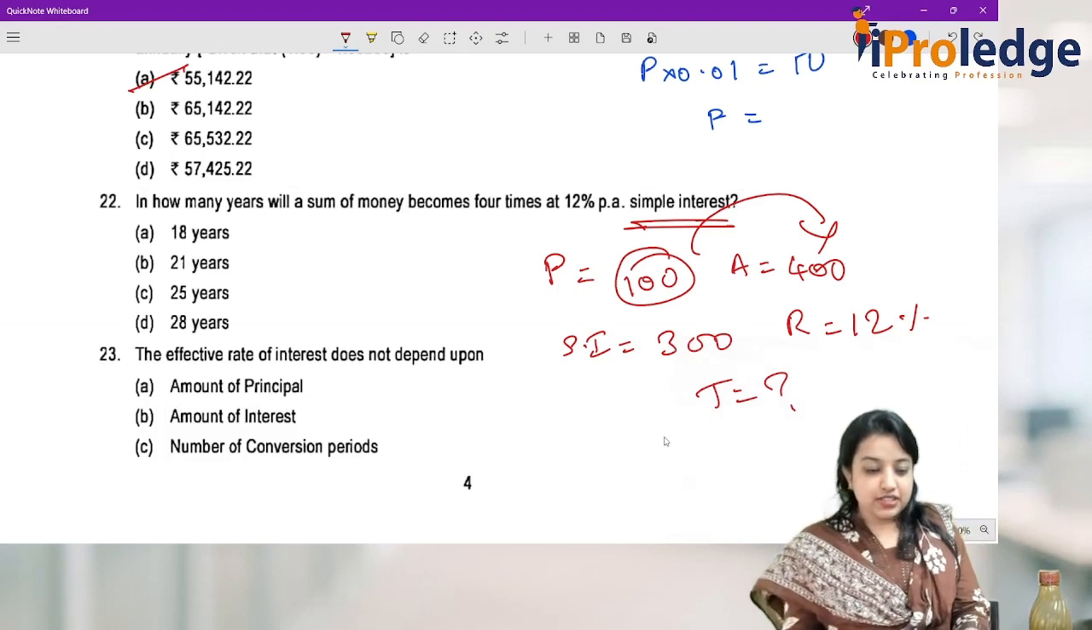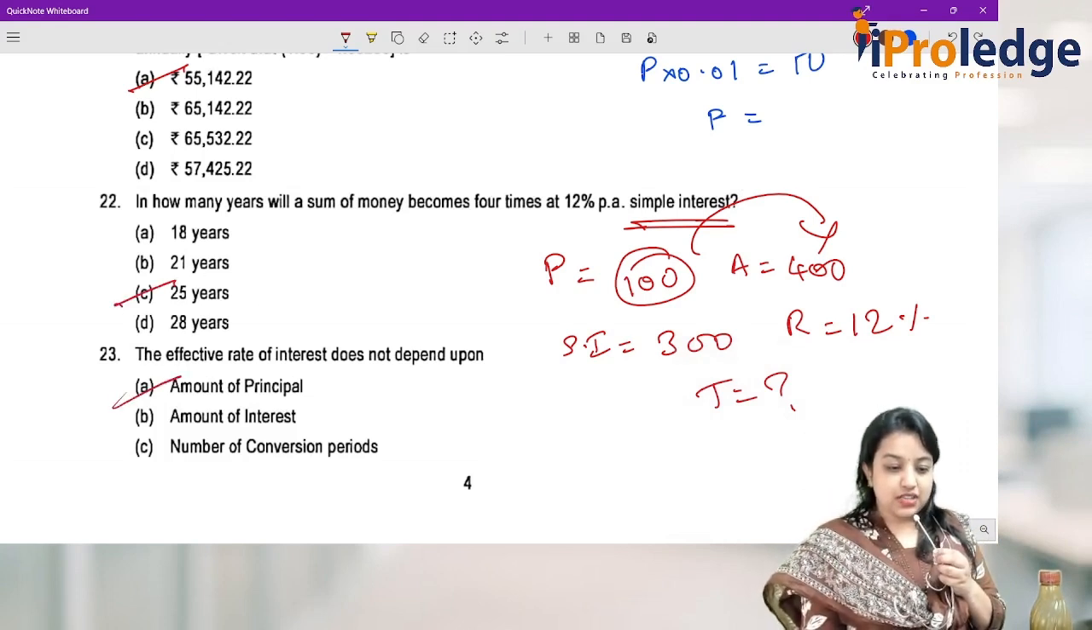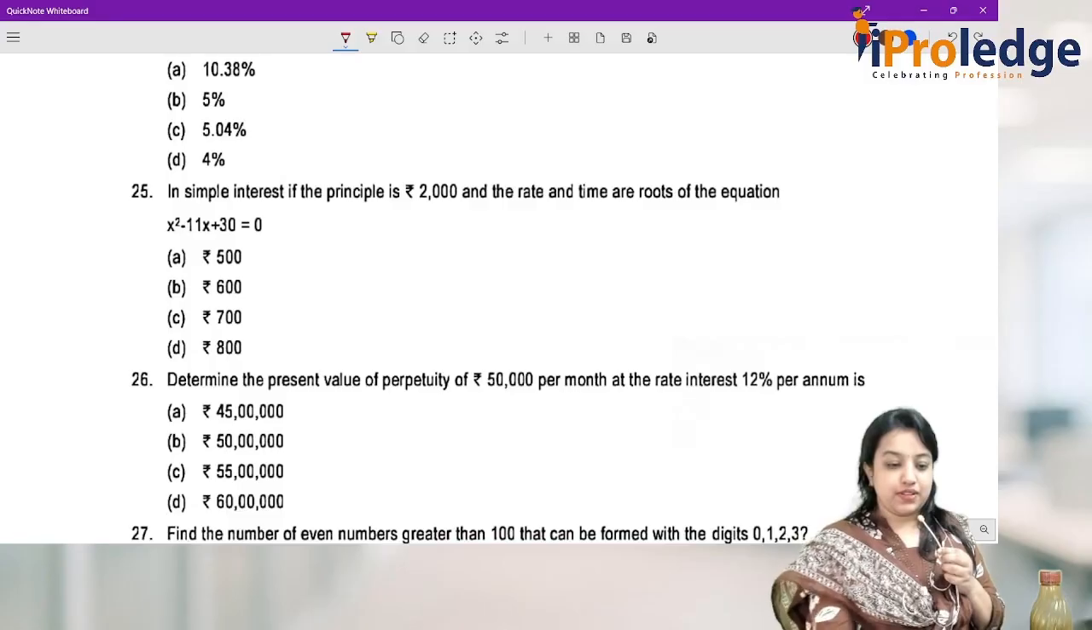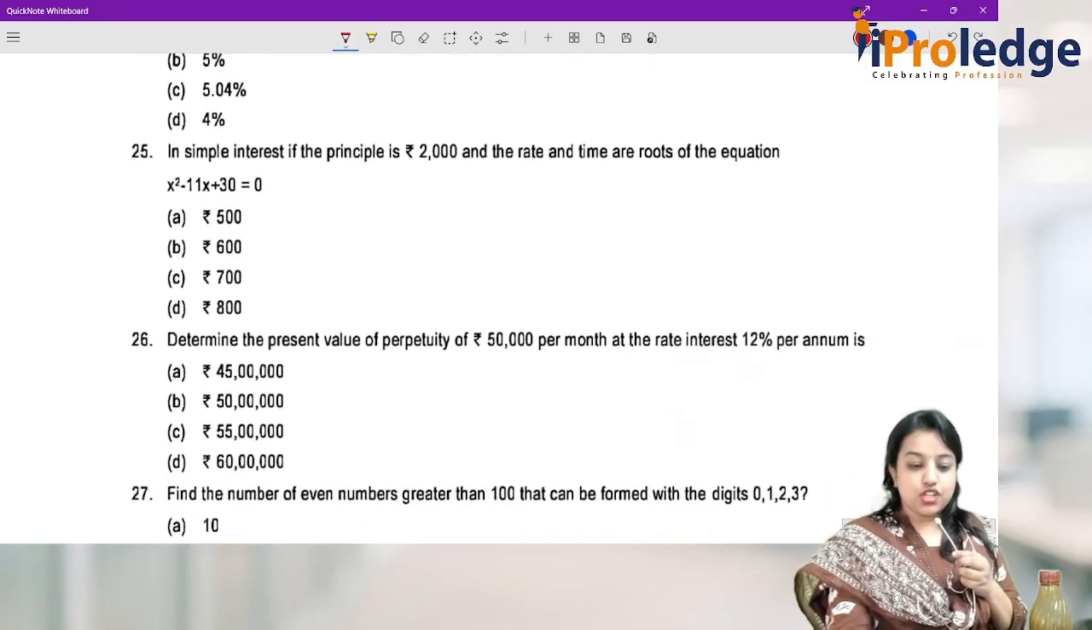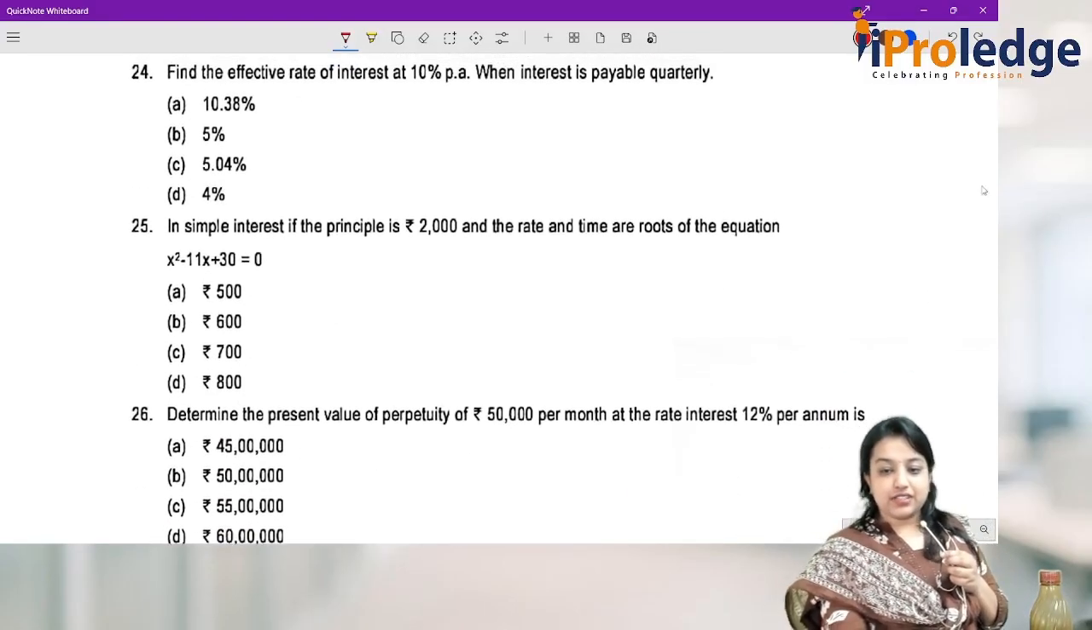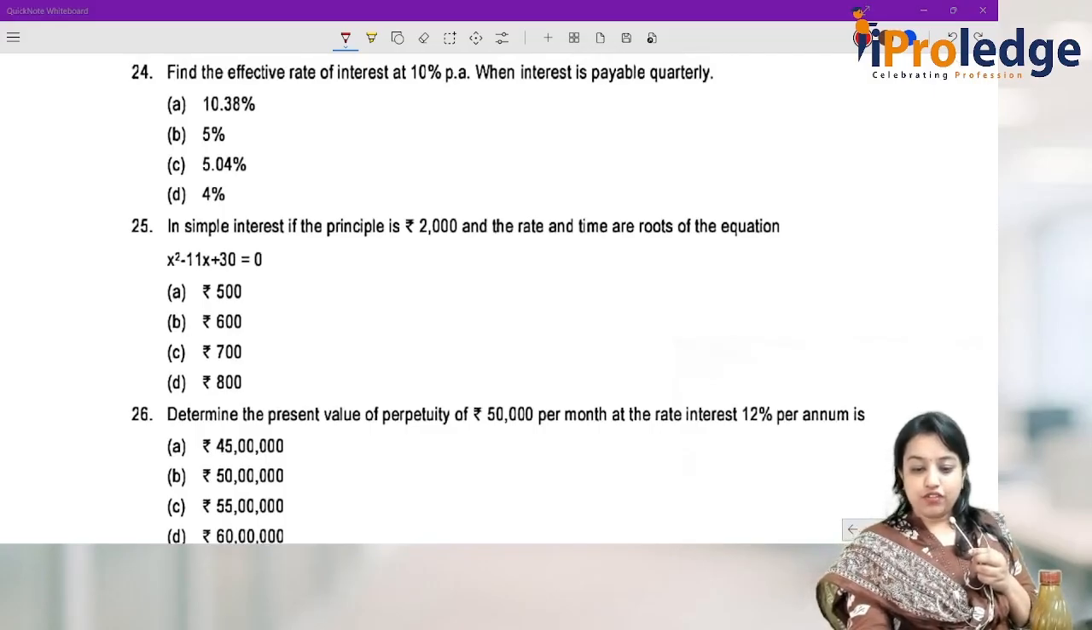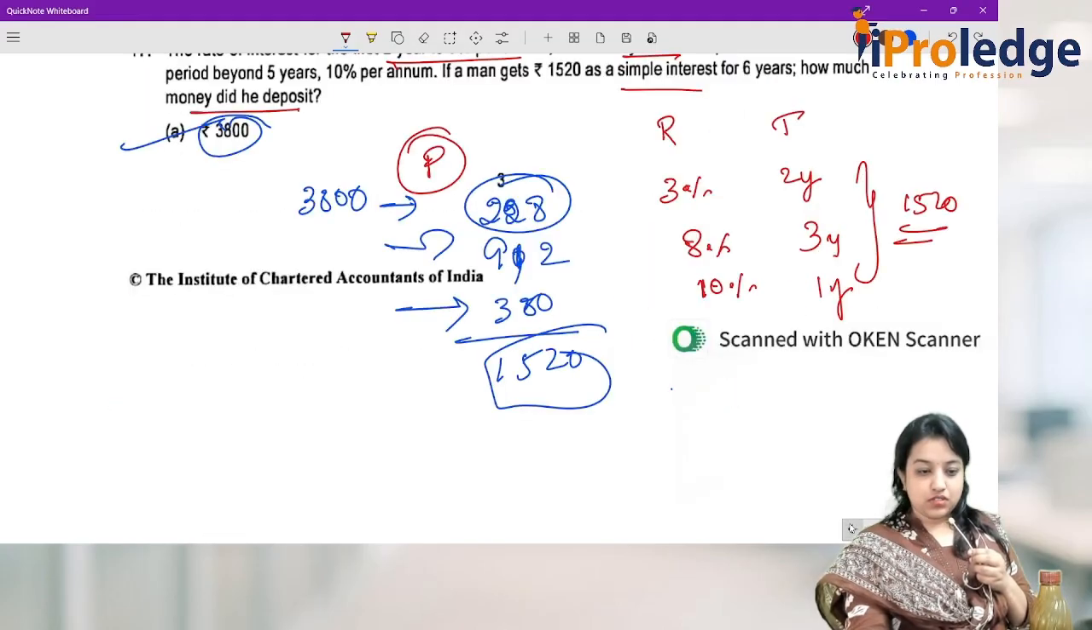So hence it's 25 years amount of principal. Last 3 questions: 24, 25, 26. And 24, option A.